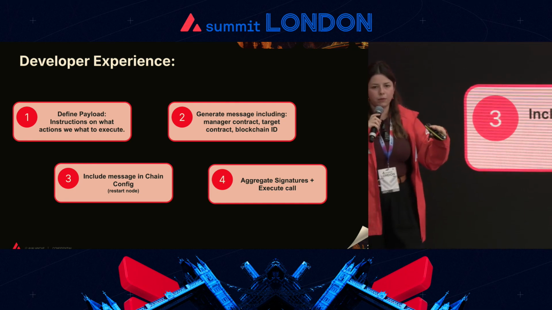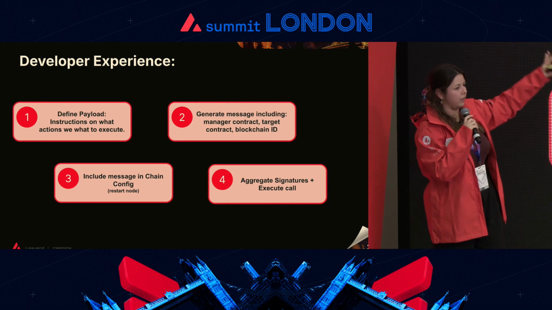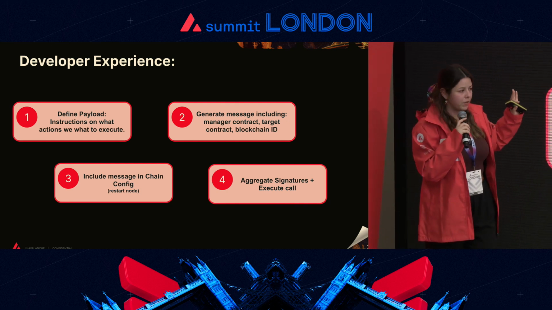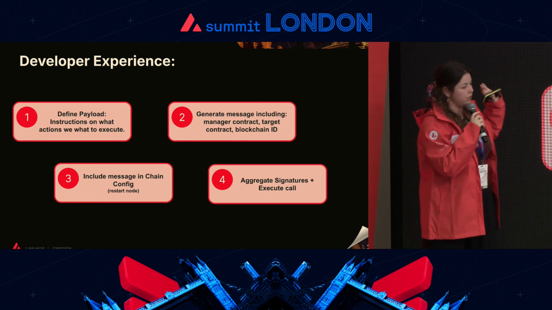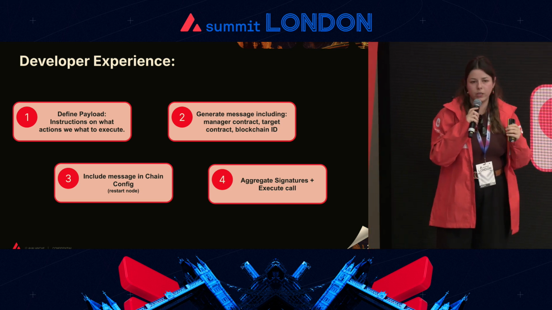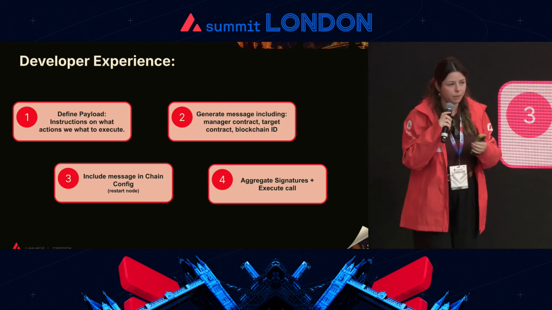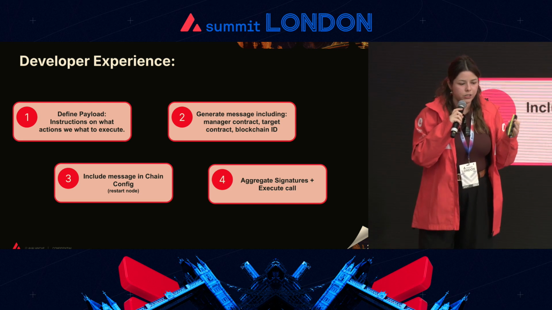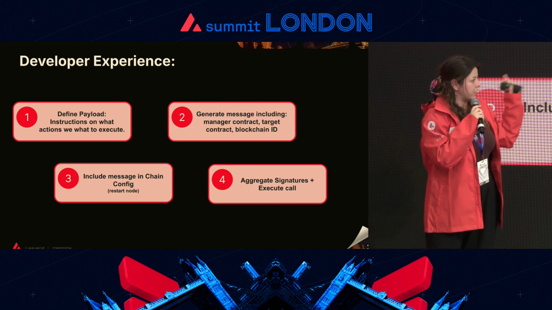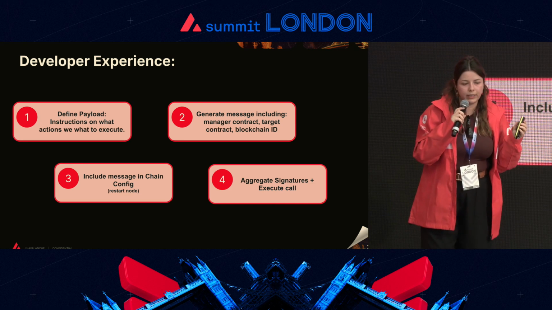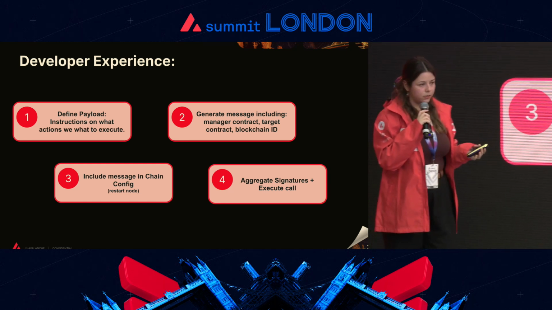But this is just the developer experience. If you want to do this, you will need to define all these steps, but you don't need to mess with the warp precompile, the signature aggregation, or so on. You just need to define what you want to send and add that to your validator as well.